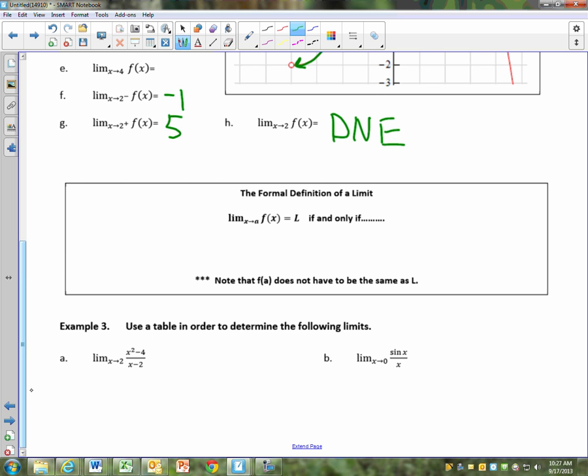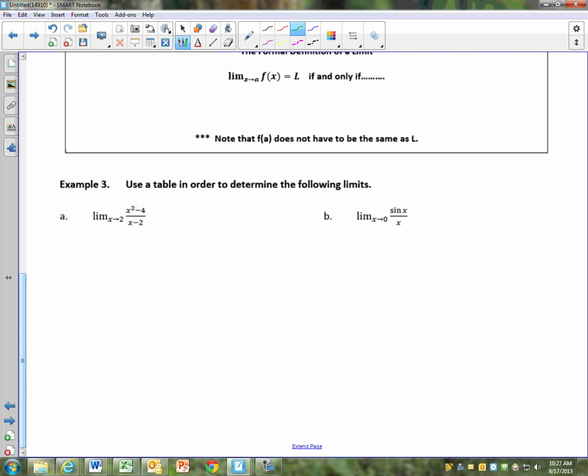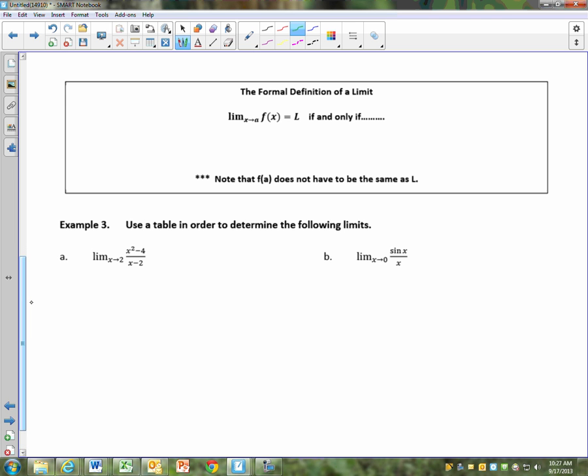The formal definition of a limit. It says formal, it should really say a formal definition. It's not the formal. I made these notes before I decided to entertain a kind of more interesting portion, which we're going to get to next time.